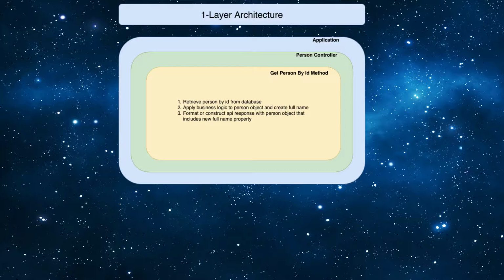When building an application, we can choose to use 1, 2, 3, or multiple layers for our application architecture. A one-layer architecture includes presentation logic, business logic, and data access logic in one layer. Let's take a look at this from an API standpoint.